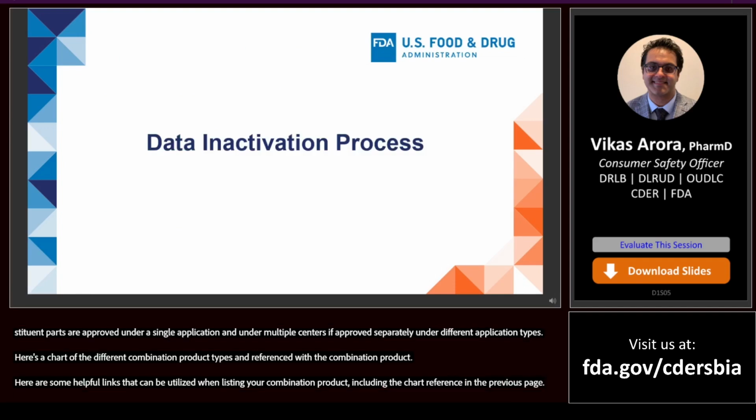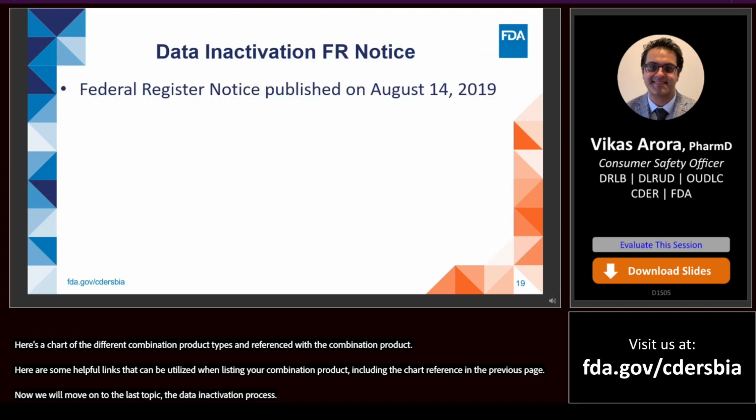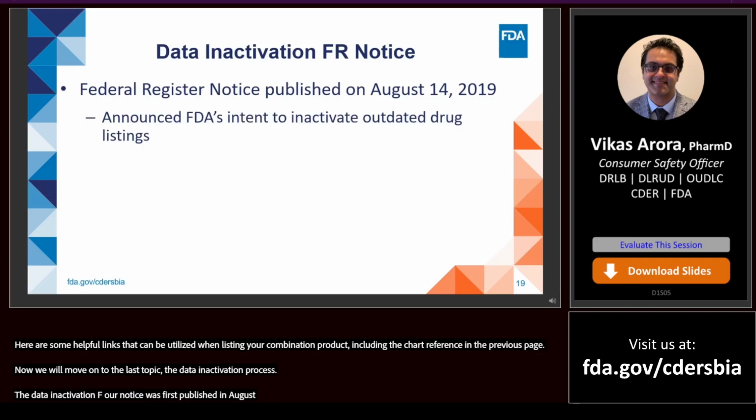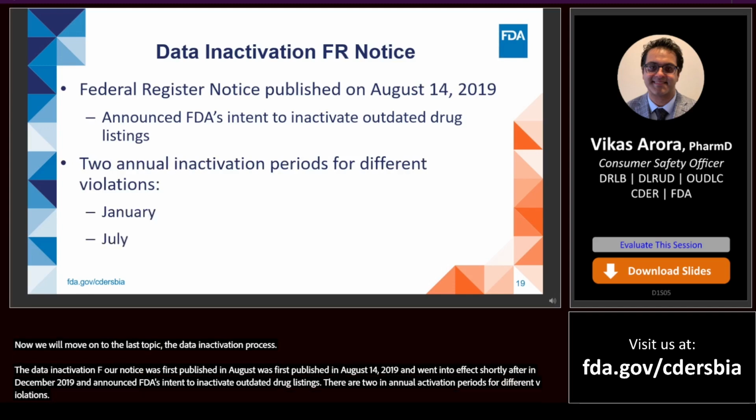And now we will move on to our last topic, the data inactivation process. So the data inactivation FR notice was first published on August 14, 2019 and went into effect shortly thereafter in September 2019. It announced FDA's intent to inactivate outdated drug listings. There are two annual inactivation periods for different violations. There is the January inactivation and the July inactivation. And we will go into the reasons for these inactivations in later slides.